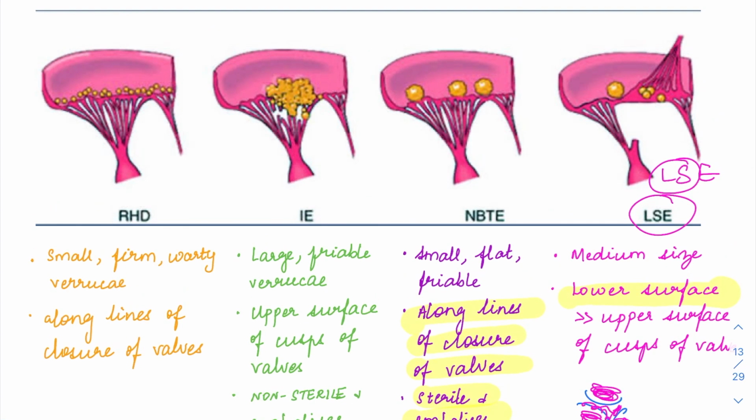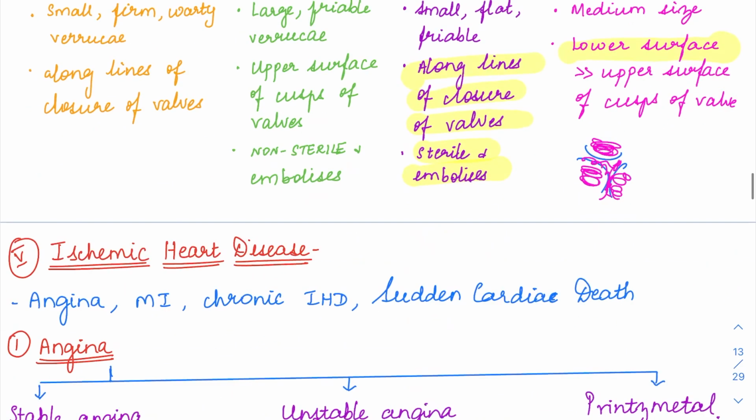So now we have seen all forms of carditis: pericarditis, myocarditis, then endocarditis. And in endocarditis we saw RHD, infective endocarditis, NBTE and Libman-Sacks endocarditis.